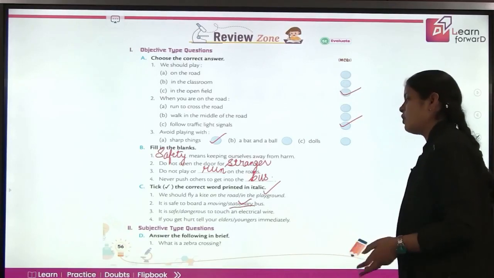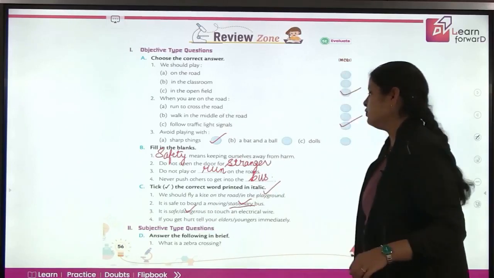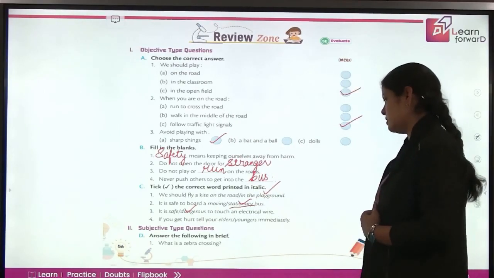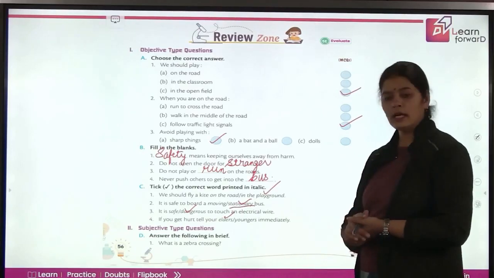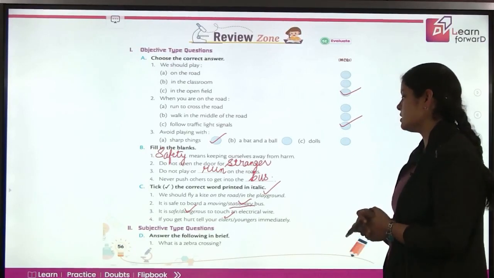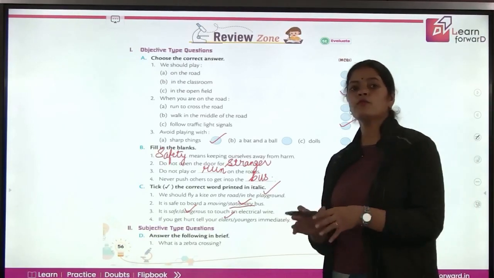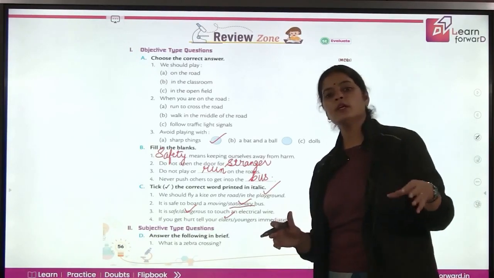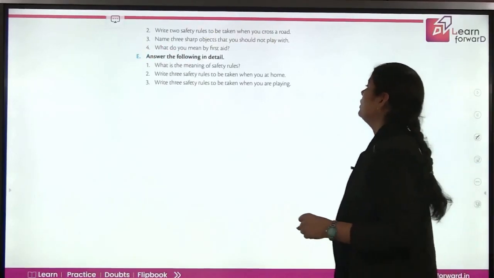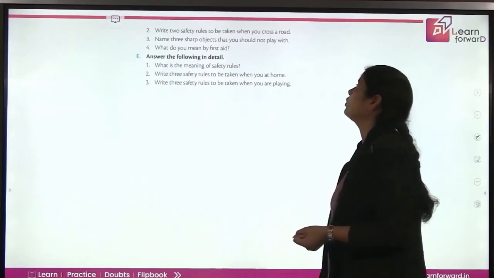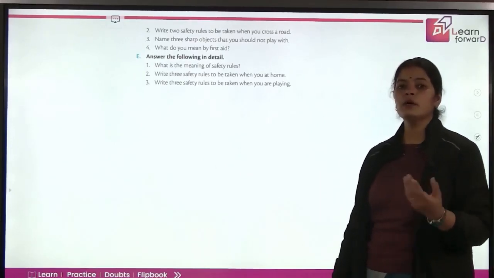It is safe or dangerous to touch an electrical wire. It is dangerous. If you get hurt, tell your elders, those who are older than you, for immediate help. Now subjective questions. In brief, what is a zebra crossing? It is a path made for walkers so that they can safely cross the road when the light is green. Write 2 safety rules to be taken when you cross a road. Look towards your right and your left and always use a zebra crossing.